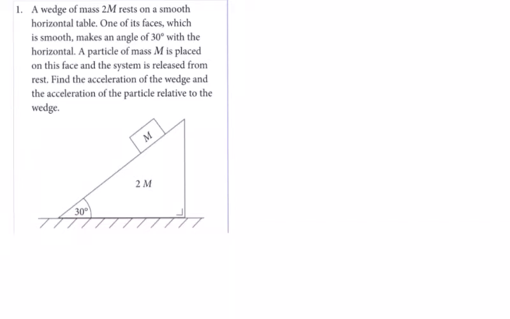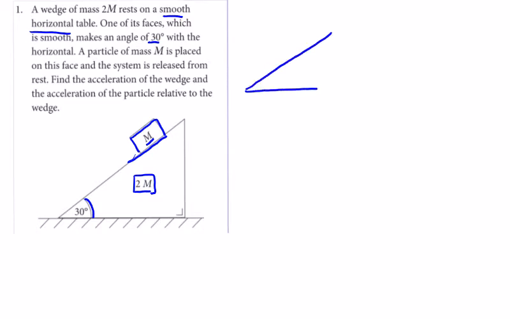This wedge question: the wedge is 2m, the particle is m, it's on a smooth horizontal table, and the angle is 30. It's very similar to the last question, the only difference is the mass of the wedge is now 2m instead of 3m. So it's the same type of question: set up your diagrams and the forces at play here.